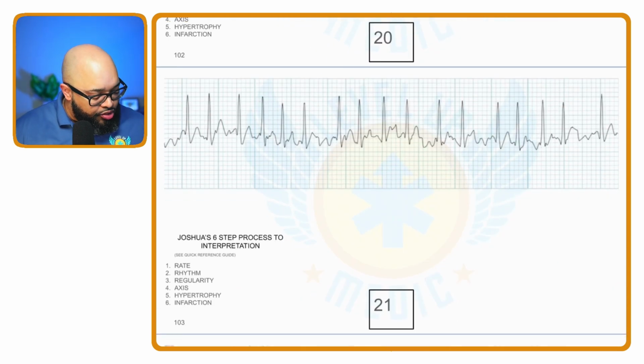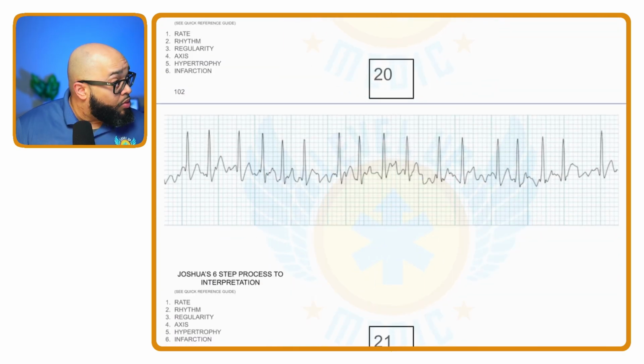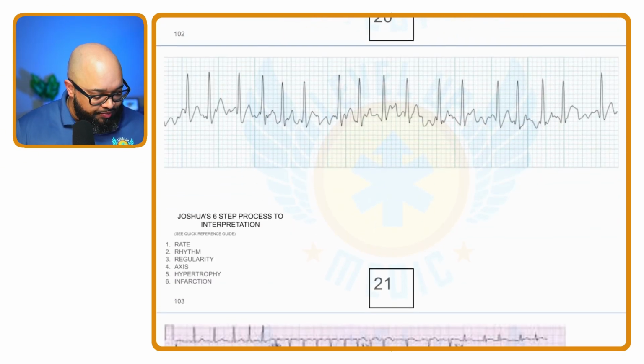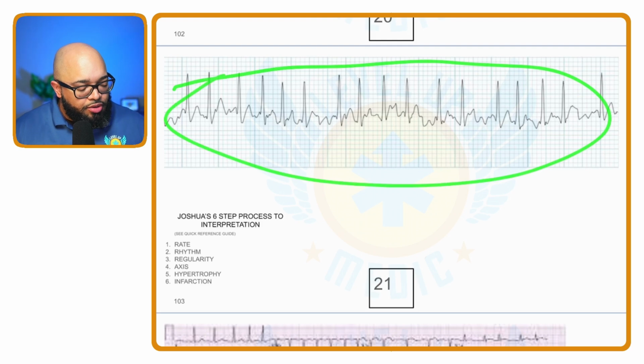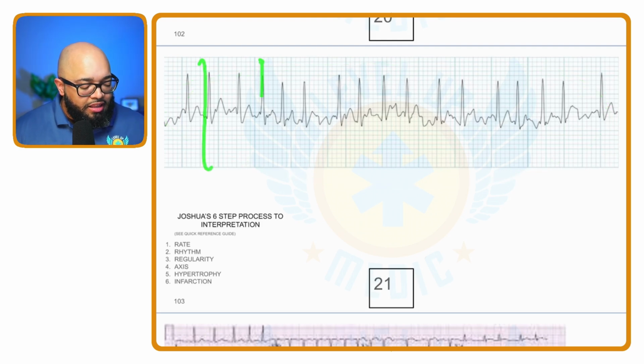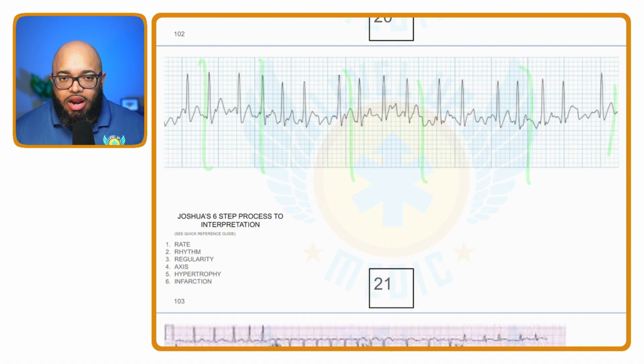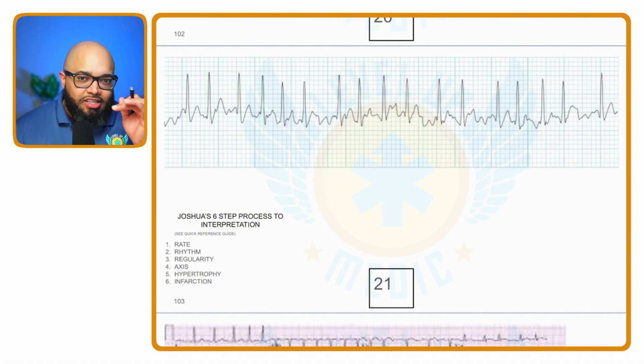Okay, let's look at number 21. First thing we're going to do is figure out the rate. Notice that this distance is different than this distance, and this one and this one. It's just changing all over the place. When I scan this from left to right, it doesn't look like everything's the same amount of space apart. So I'm going to immediately say that this is irregular.